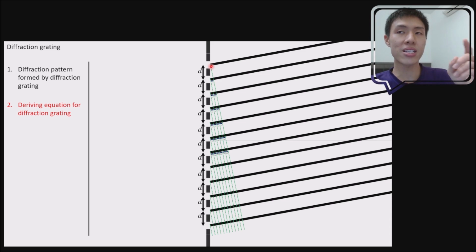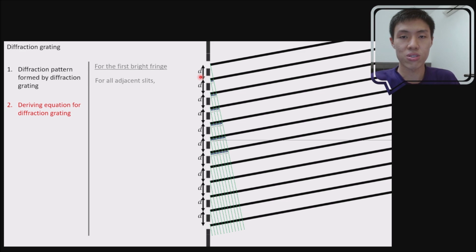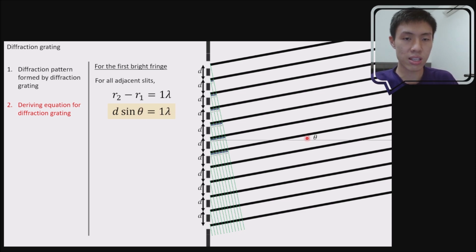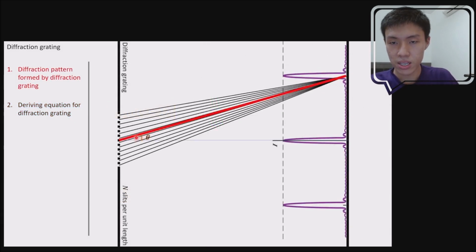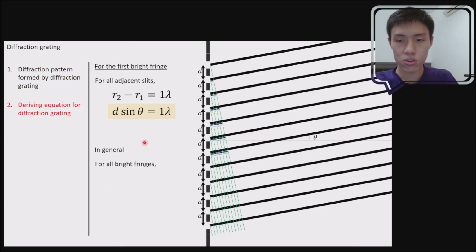If you apply a similar derivation to the one we discussed in the double slit video, you can change this R2 minus R1 = 1 lambda to d sine theta. Like what we did earlier for the double slit experiment, d sine theta equals 1 lambda will be the equation. The theta here is the angle from the center of the diffraction grating to our maxima. This is our theta.